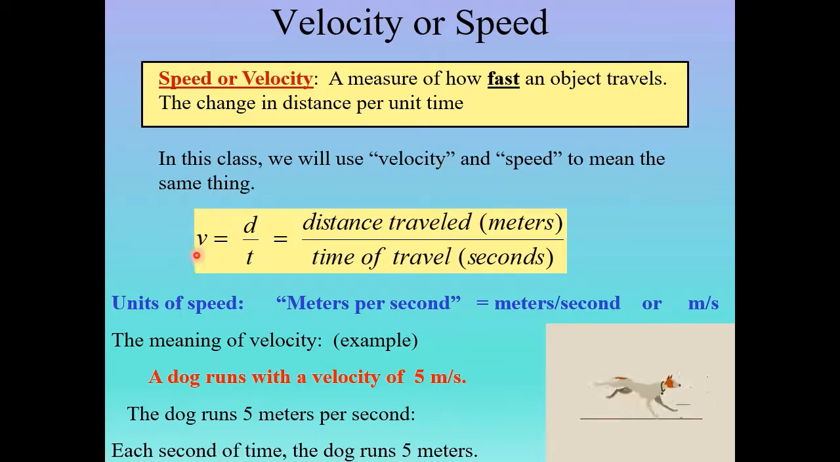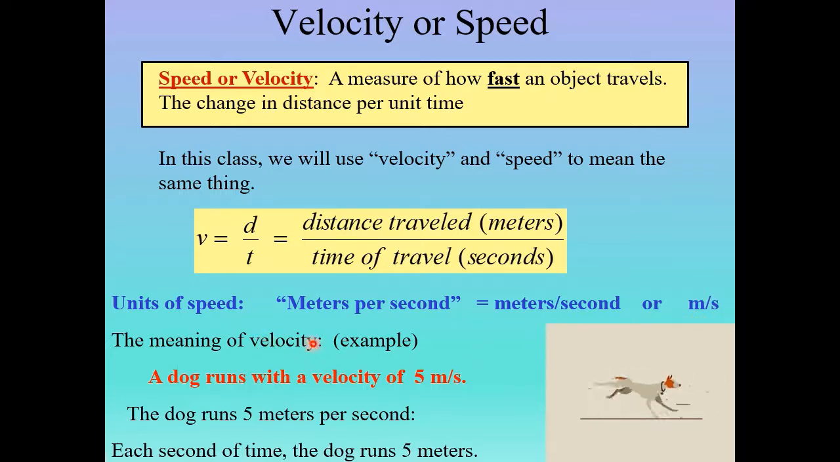So to calculate velocity, V for velocity, it's pretty simple. We just take the distance that the object traveled in meters and divide it by how long it took to travel in seconds. So it's distance over time. So we can see that the units of speed are meters up here divided by seconds down here. So we say meters per second, all right? And we can write that as meters/second, or we can abbreviate it, which we will do, as m/s. So m/s means meters per second.